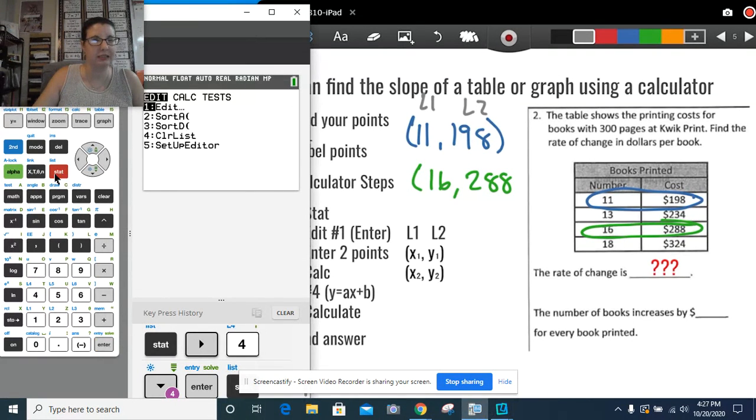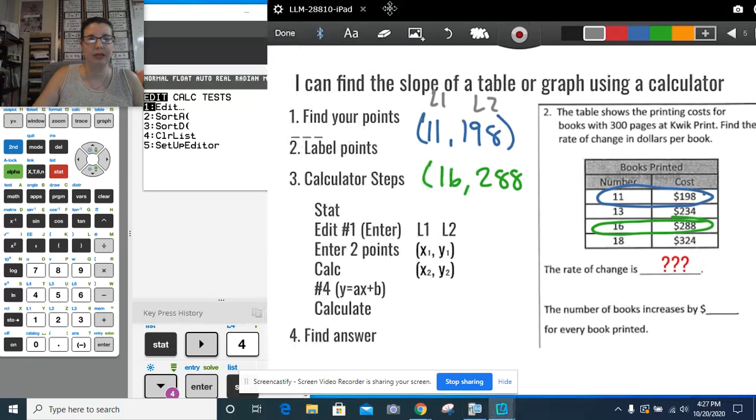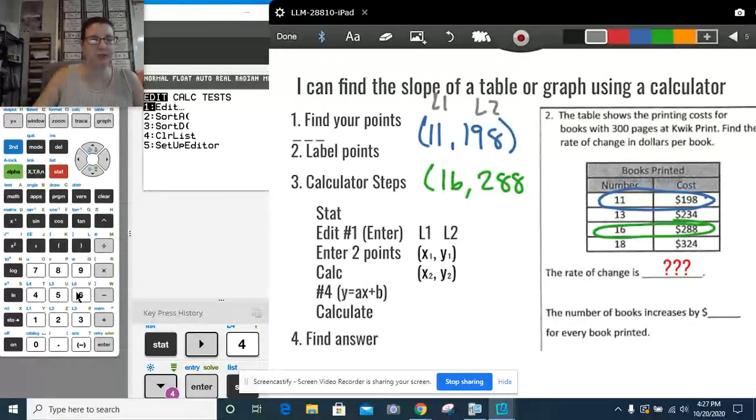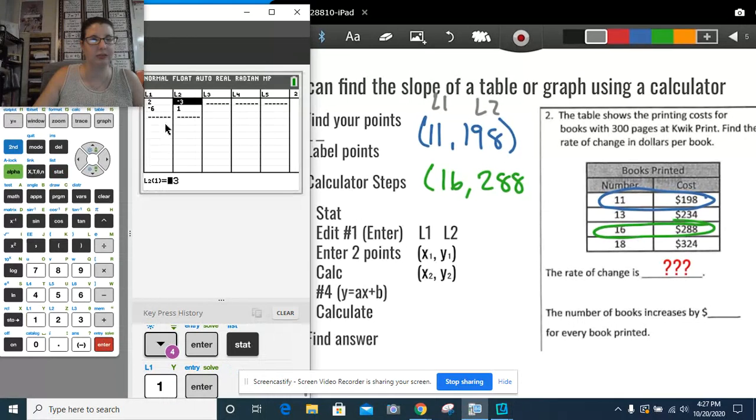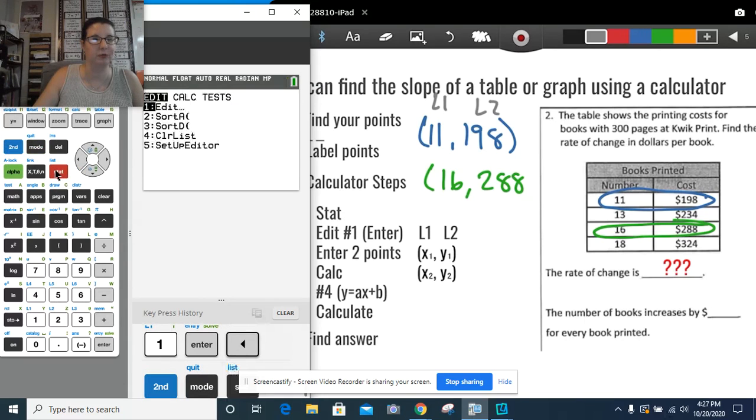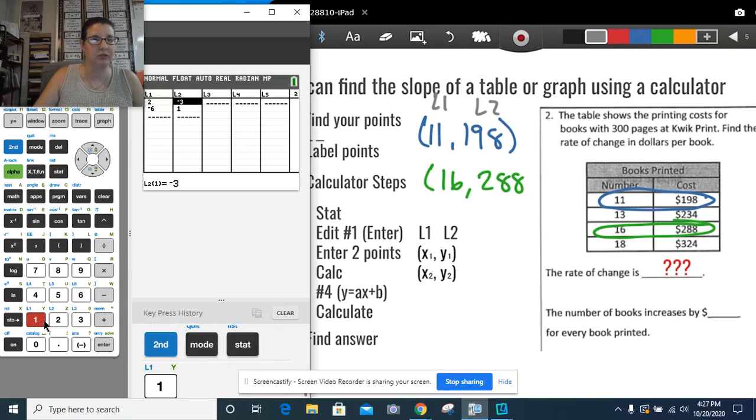I hit stat, and the first one I need to do is edit, so I can type the 1 and hit enter. Okay, see, I'm clicking, that's not going to help. Got to use the arrow key. Okay, I don't know what I've done, so I'm going to hit second and quit, and it starts me back over at the beginning. So stat, I want to, there we go.